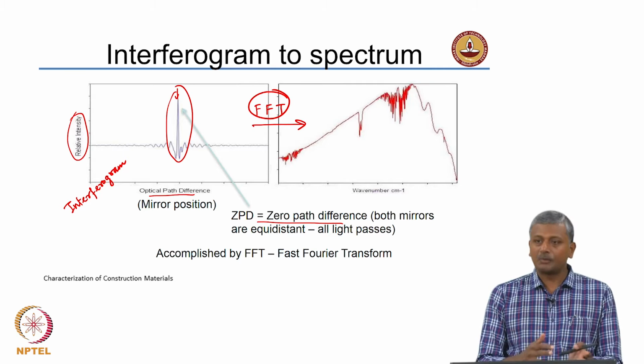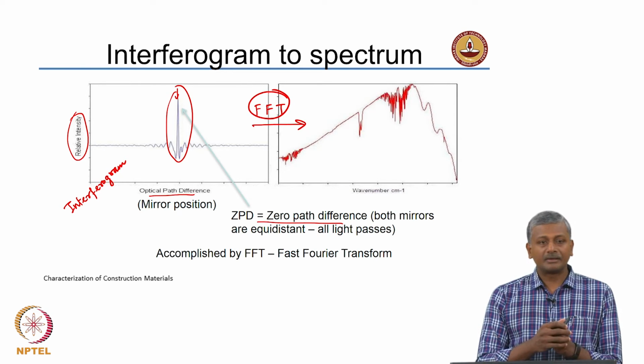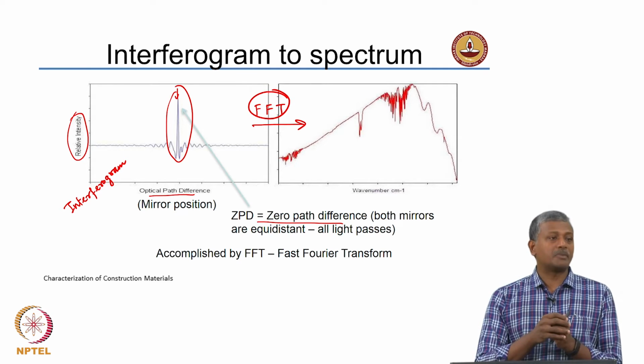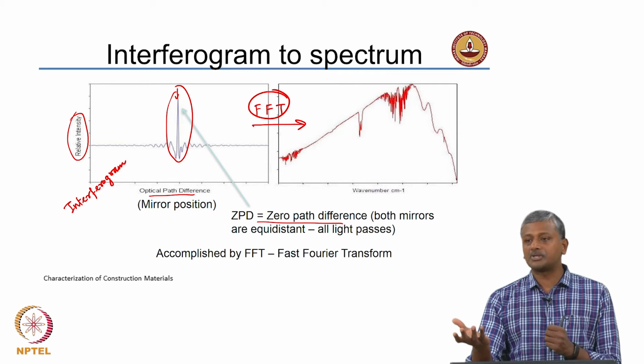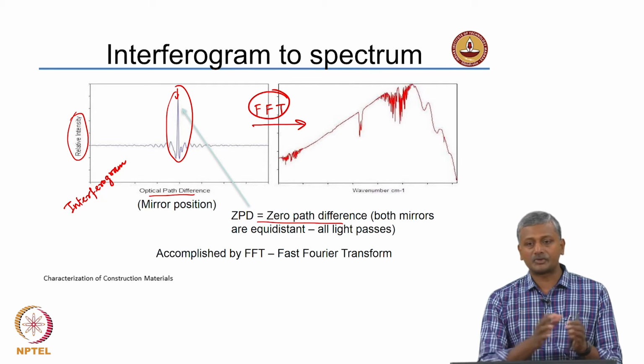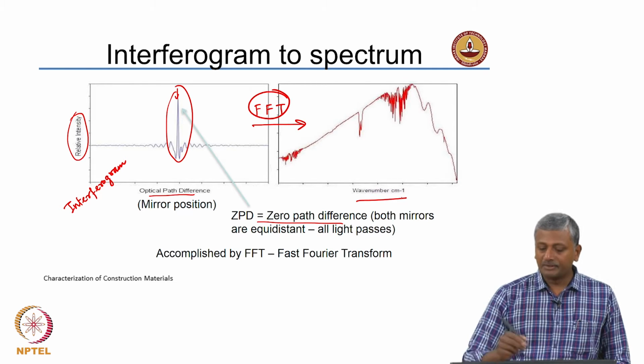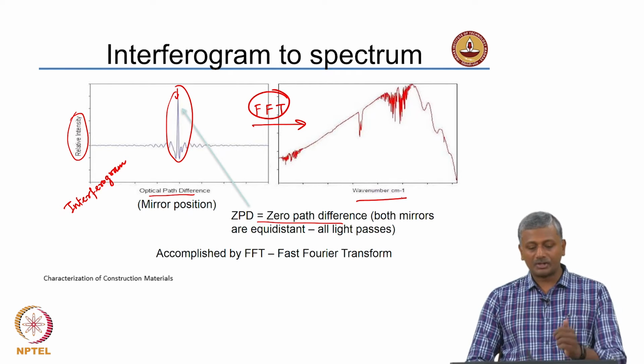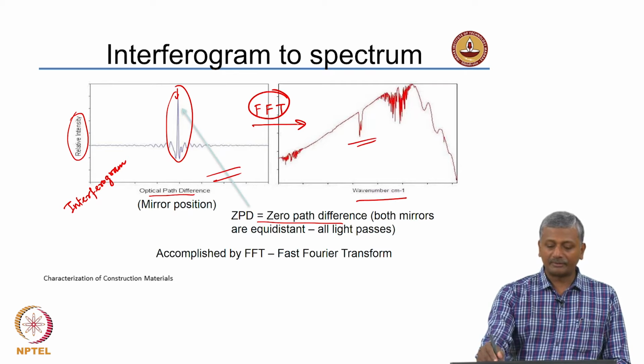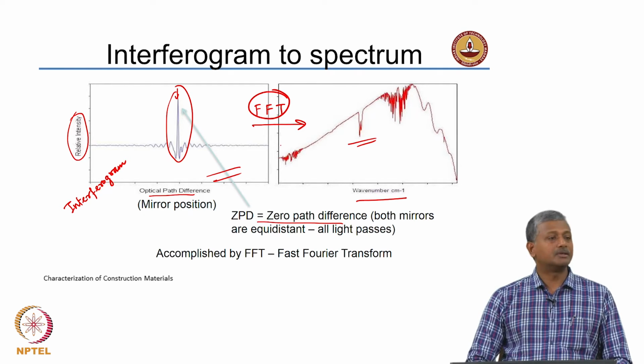So, frequency is equivalent to wave number, and here we are trying to represent the interferogram as the interference pattern or absorption pattern, conversely the transmission pattern, of the infrared radiation which is passing through the sample, which is expressed now as a function of the wave number. The conversion from this to this happens through a fast Fourier transform.